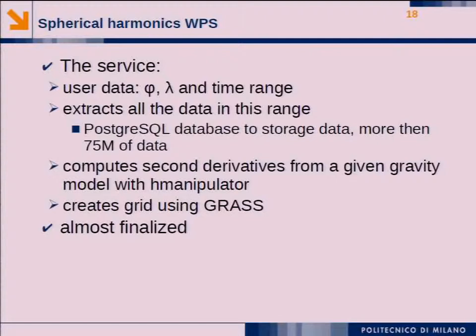We use the PostgreSQL database to store the data, because we have more than 75 million data. And then the service computes second derivatives from a given gravity model with the H-manipulator software, and then creates a grid using GRASS. This command is almost finalized. I hoped to come here with the service ready, but I have no time. I regret that.